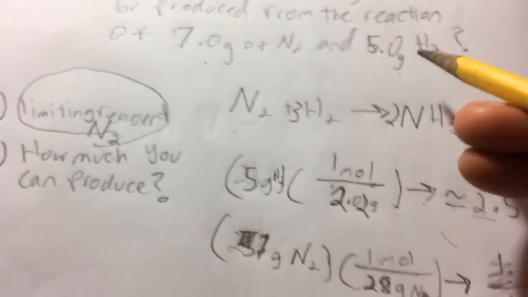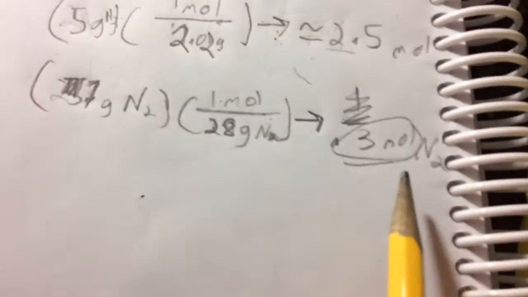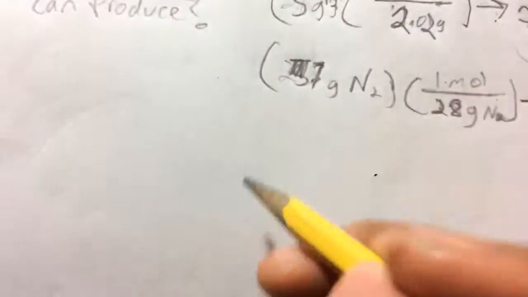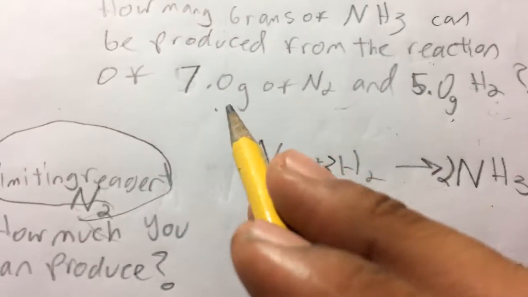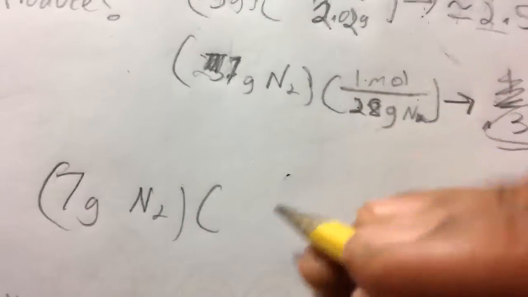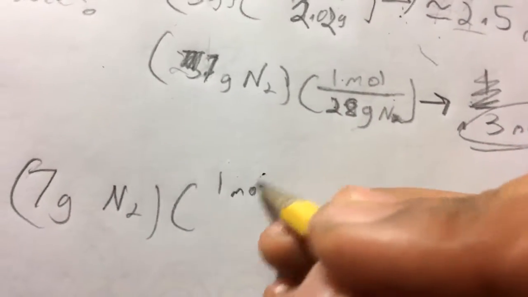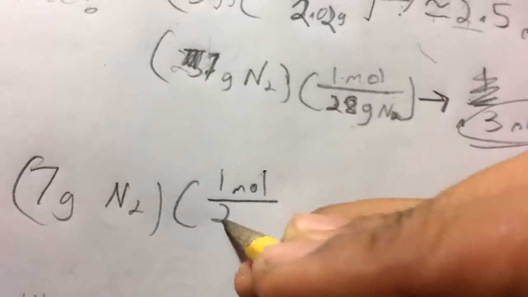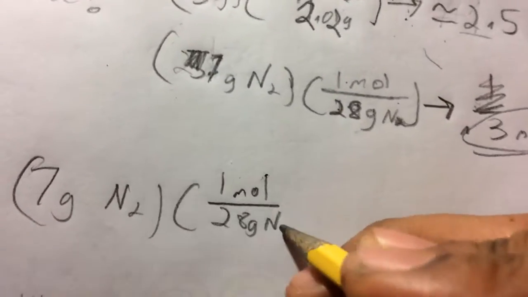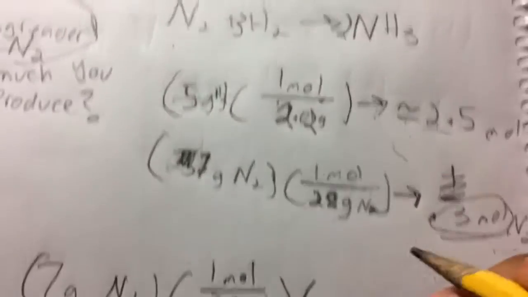Alright, I'm going to hurry along here. So now you found that. Now what you're going to want to do is set up a molar ratio. So let's do it this way. You have 7 grams of nitrogen. Let's hurry this up before my phone dies. For every 1 mole of nitrogen, you get 28 grams. And then you want to convert this into NH3.